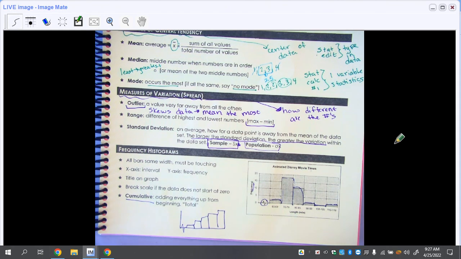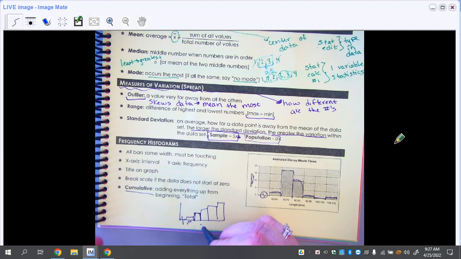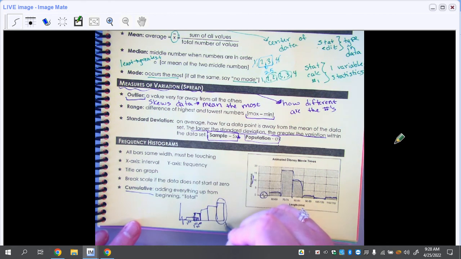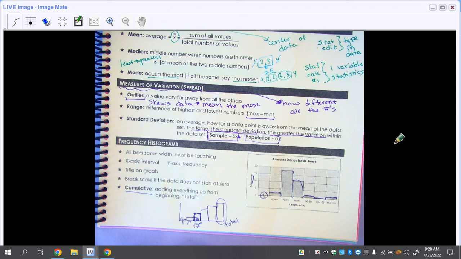So it ends up looking kind of like stairs. Like this is our first snowfall. This bar here actually represents the first and the second snowfall. So it's all of the first snowfalls in there, plus the second snowfall. And then this is the first, second, and the third added together. So they keep going up. So this last bar here ends up being your total. So that is how much snowfall we had total for the season.